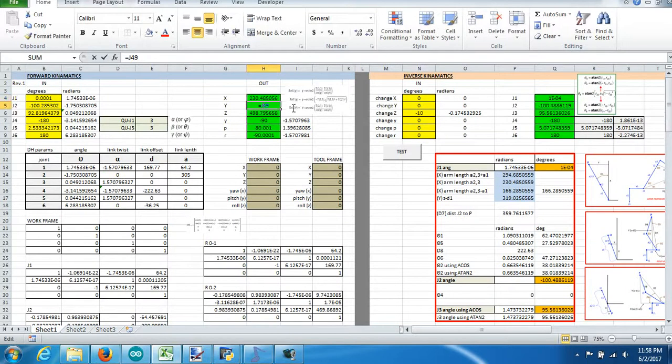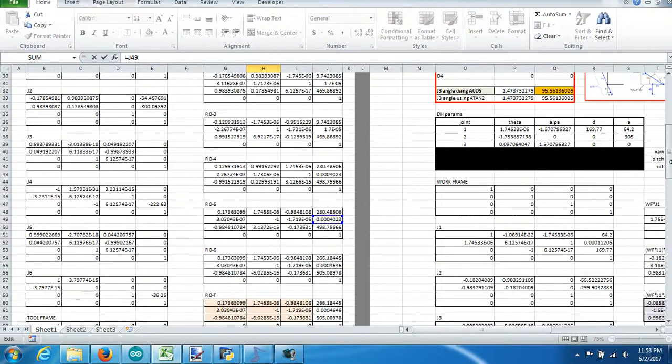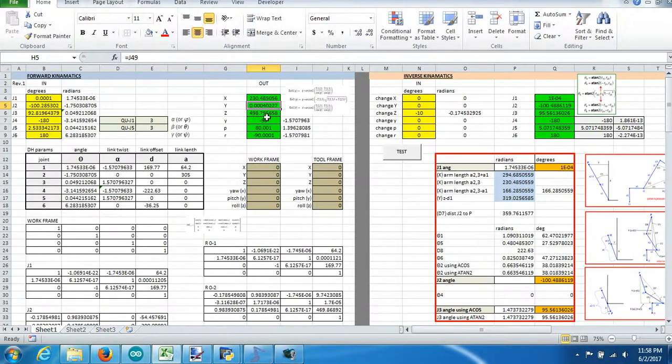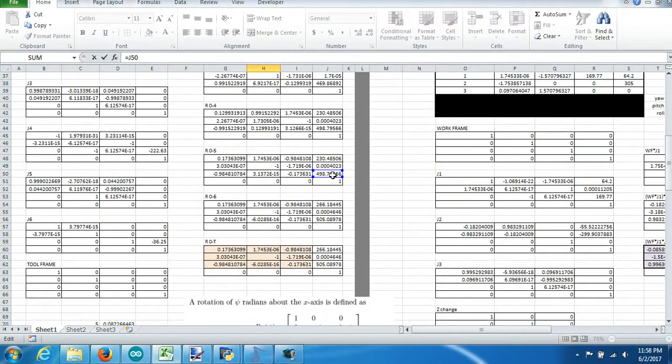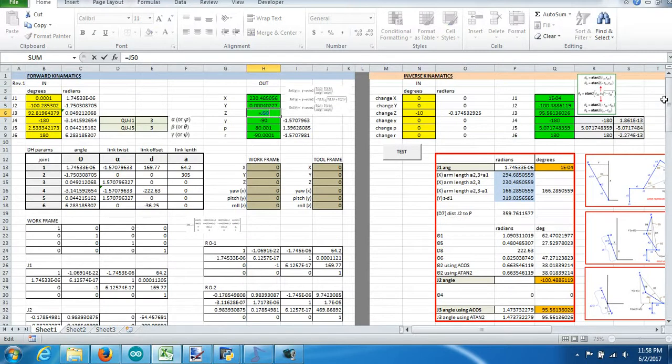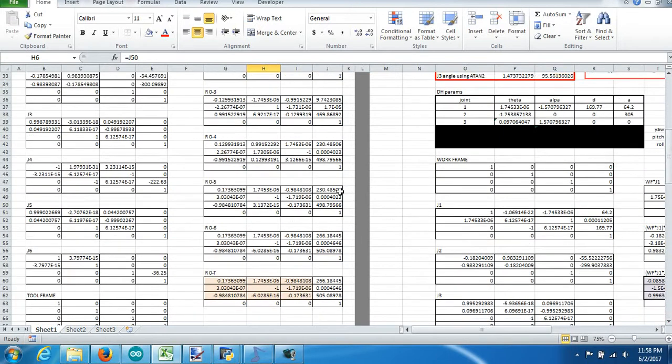And then the Y is right here. There's the Y position for frame five. And here's the Z position for frame five. Okay, so that's pretty easy. X, Y, and Z. All I have to do is go grab the X, Y, and Z out of frame five.